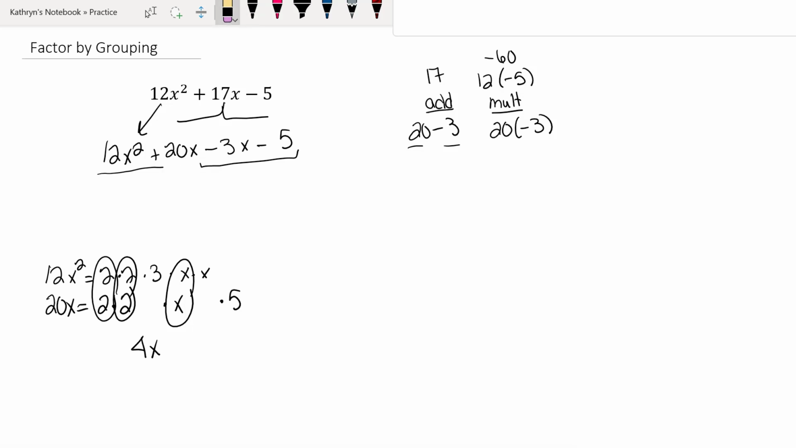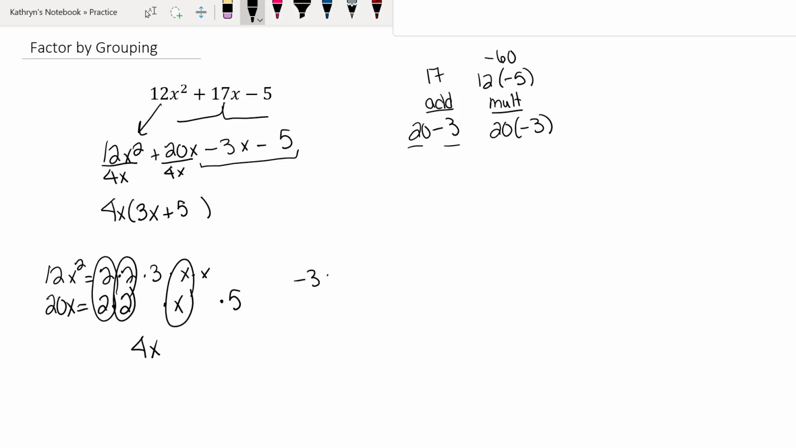Now we're going to write 4x in a parentheses. We're going to divide each piece by 4x. 12 divided by 4 is 3. x squared divided by x is x. We're going to divide by 4x here too. 20 divided by 4 is 5. And x divided by x is 1. They cancel. Let's look at the second one.